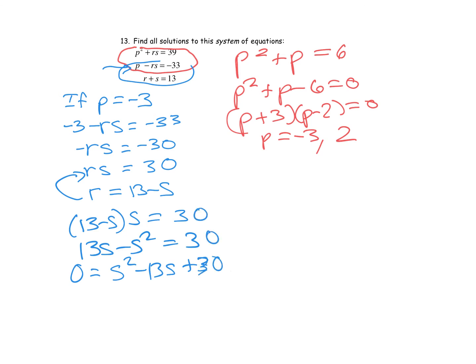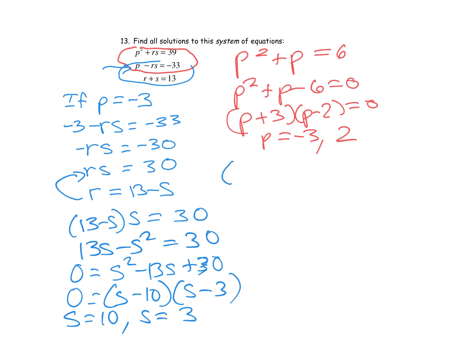Okay, so now I was wondering why it wasn't working out as I wanted it to. So s minus 10, s minus 3. So when p is negative 3, I've got s equals 10 and s equals 3. So far, this is just for p equals negative 3. I've got negative 3. I don't have the r yet, but I have the s as 10. And then another point, I have negative 3. Don't have the r yet, and I have s as 3.